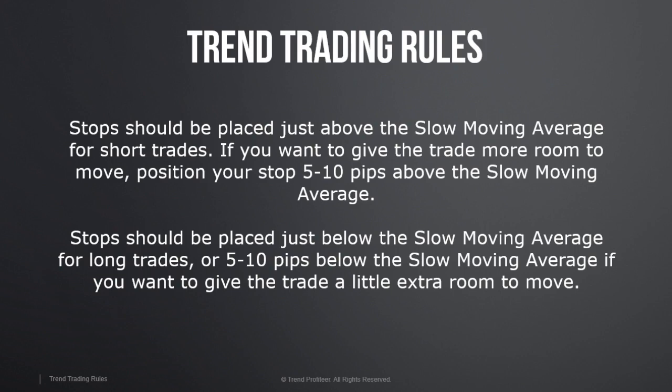Now, stops should be placed just below the slow moving average for long trades or buy trades, or 5 to 10 pips below the slow moving average if you want to give the trade a little extra room to move. Again, same rules apply. The higher the time frame, the more allowance you should give that trade to move. You can stick to just the slow moving average for the placement of your stop, but if you want, you can always give it a little bit more room to move with a few more pips above or below the slow moving average, depending on if it's a sell or a buy.